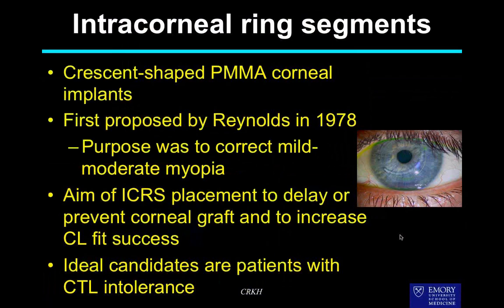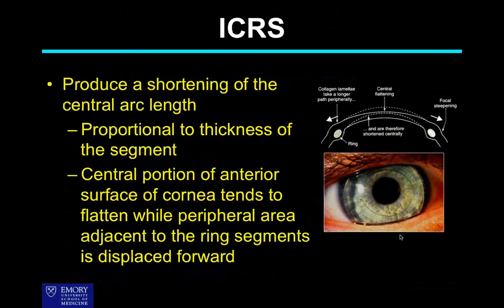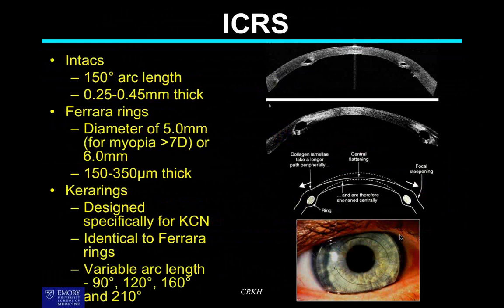The intracorneal ring segments are made of polymethyl methacrylate. They were first used to correct just mild to moderate myopia. It was found that they could significantly alter the corneal curvature and possibly be helpful with keratoconus patients, who were otherwise unable to wear gas permeable lenses. It produces a shortening of the central arc length proportional to the thickness of the segment. The central anterior cornea tends to flatten while the peripheral cornea steepens as the segments are displaced forward.